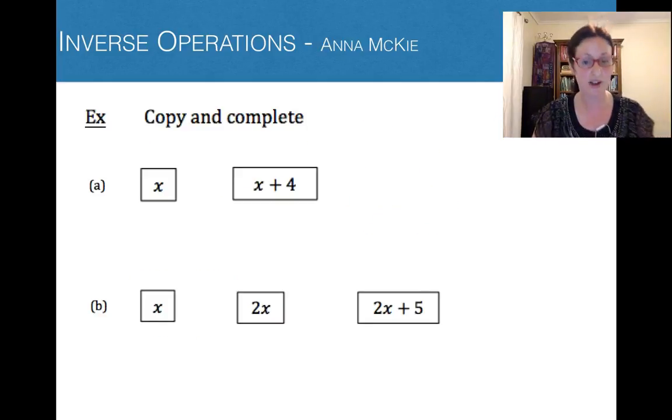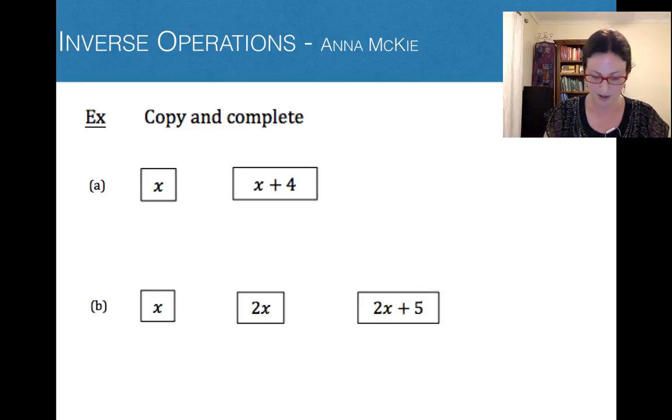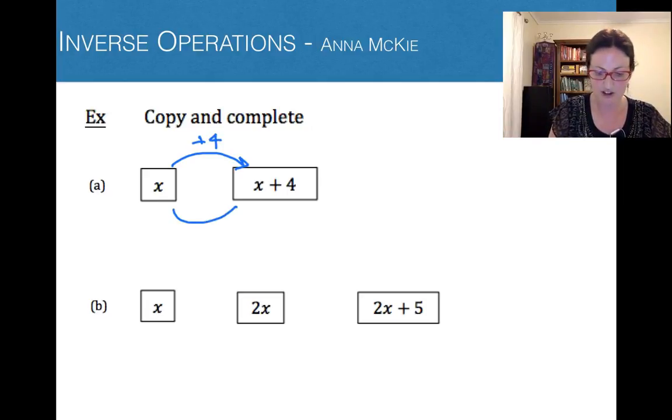Copy and complete, so writing all of these down as well as the answers. So how do we turn an x into an x plus 4? Well, we have to add 4 to that. So we draw our flowchart and we also have to complete that flowchart by going backwards. So to turn an x plus 4 into just an x, we're going to have to take away a 4. So they are inverse operations.